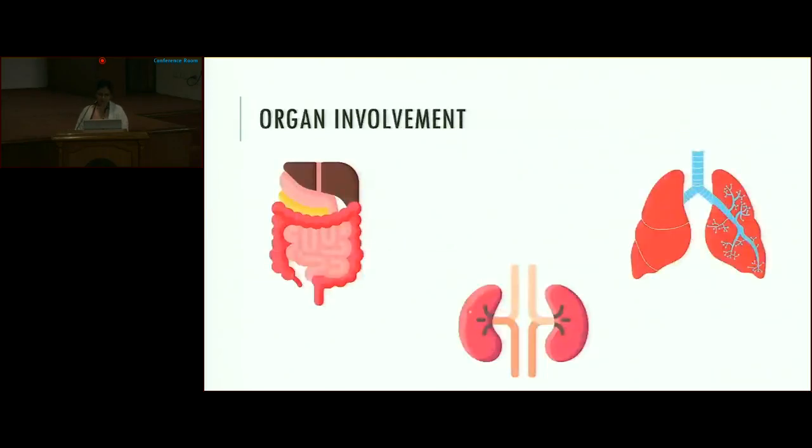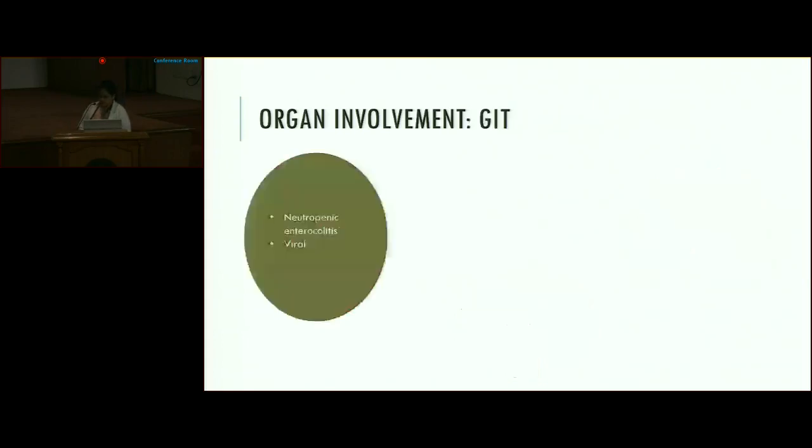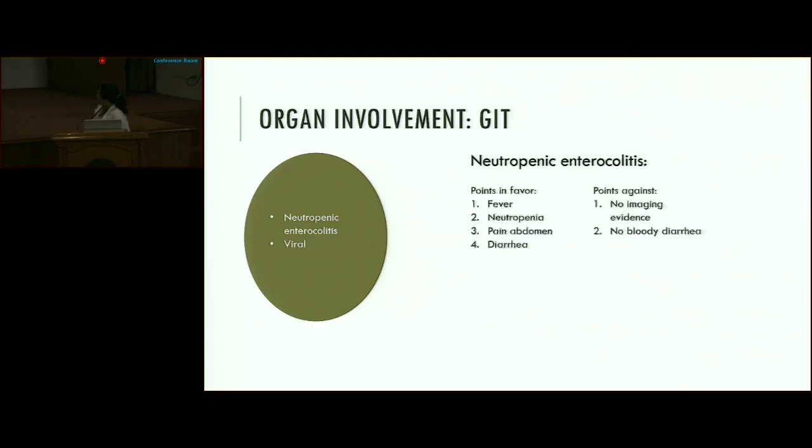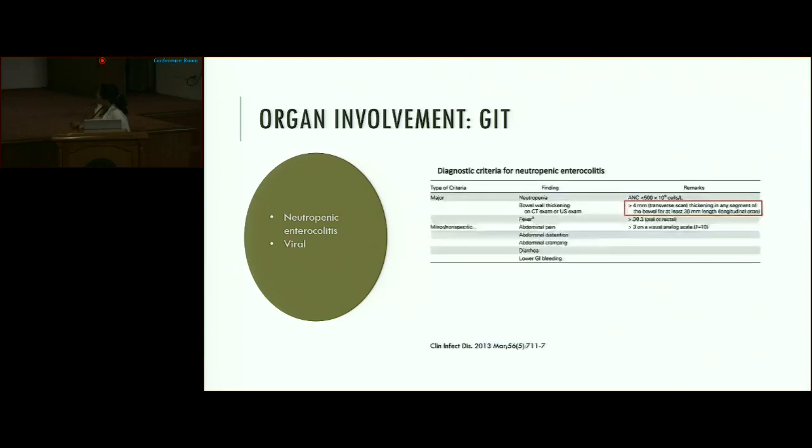Moving on to the organ involvement in the current presentation, the major organs involved were the GIT and liver, the lungs, and the kidneys. Coming to GIT, we have two broad differentials of neutropenic enterocolitis and a viral gastroenteritis. The points favoring neutropenic enterocolitis are she had neutropenia, fever, pain abdomen, and diarrhea. But the imaging finding of more than 4 mm thickening in any segment of bowel wall for at least 3 centimeters that would have clinched the diagnosis is not there with us.